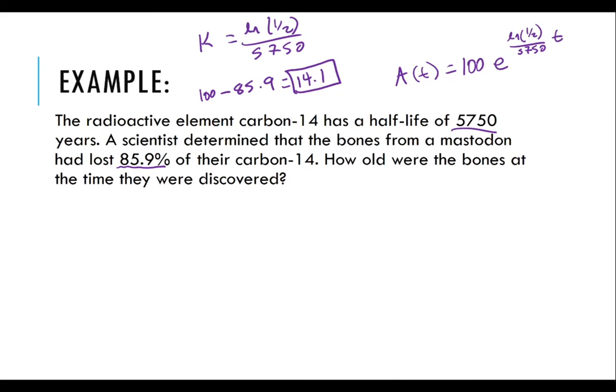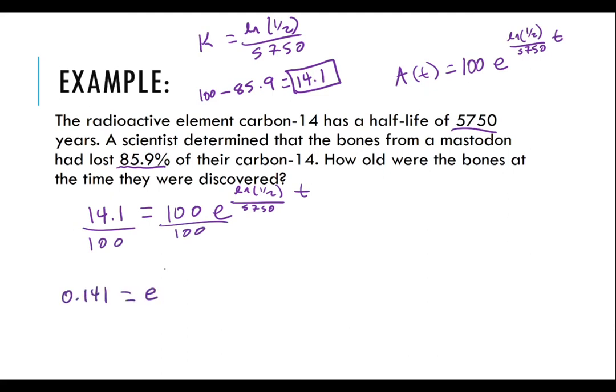Since we want to know how old the bones were at the time they were discovered, at this point we say 14.1, that's how much the amount was left, is equal to 100 times e^(k t), where k is the natural log of a half divided by 5750, times t, and we can solve for t. So let's divide both sides by 100. 0.141 is equal to e to the natural log of a half divided by 5750 times t.